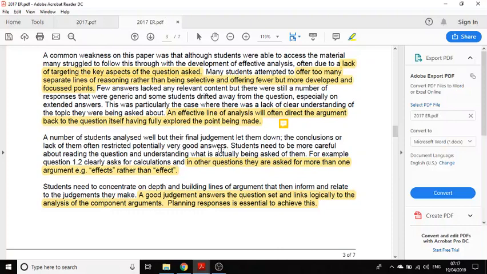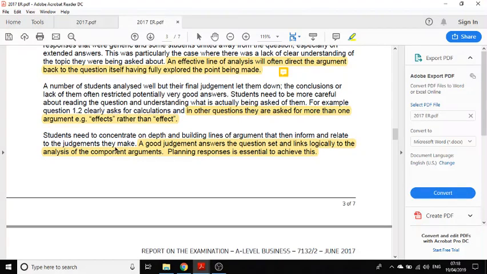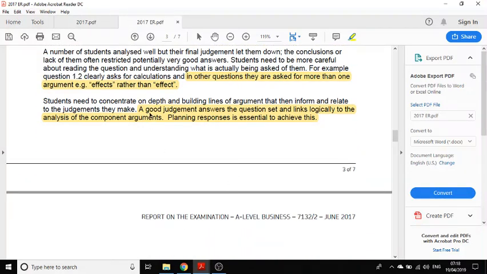All right, just acknowledge that you are an A-level student of business, that your conclusion isn't always going to be right. Where's some balance in there? And there's plenty of examples of conclusions on this channel. A good judgment answers the question set and links logically to the analysis of the component arguments.